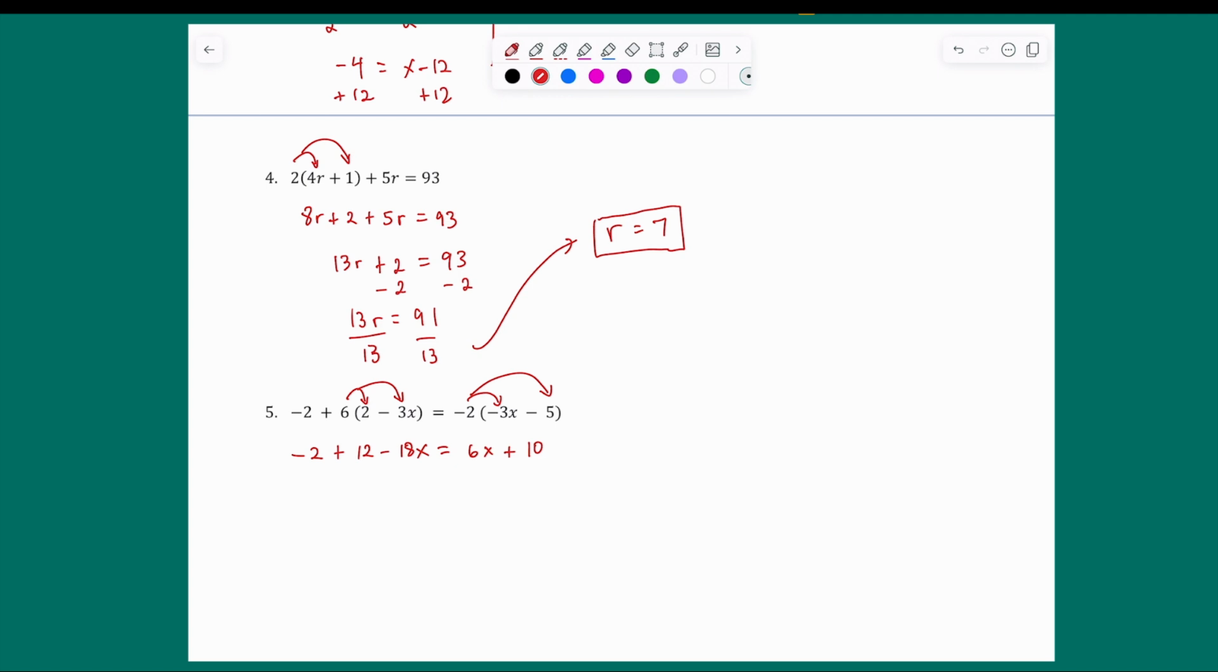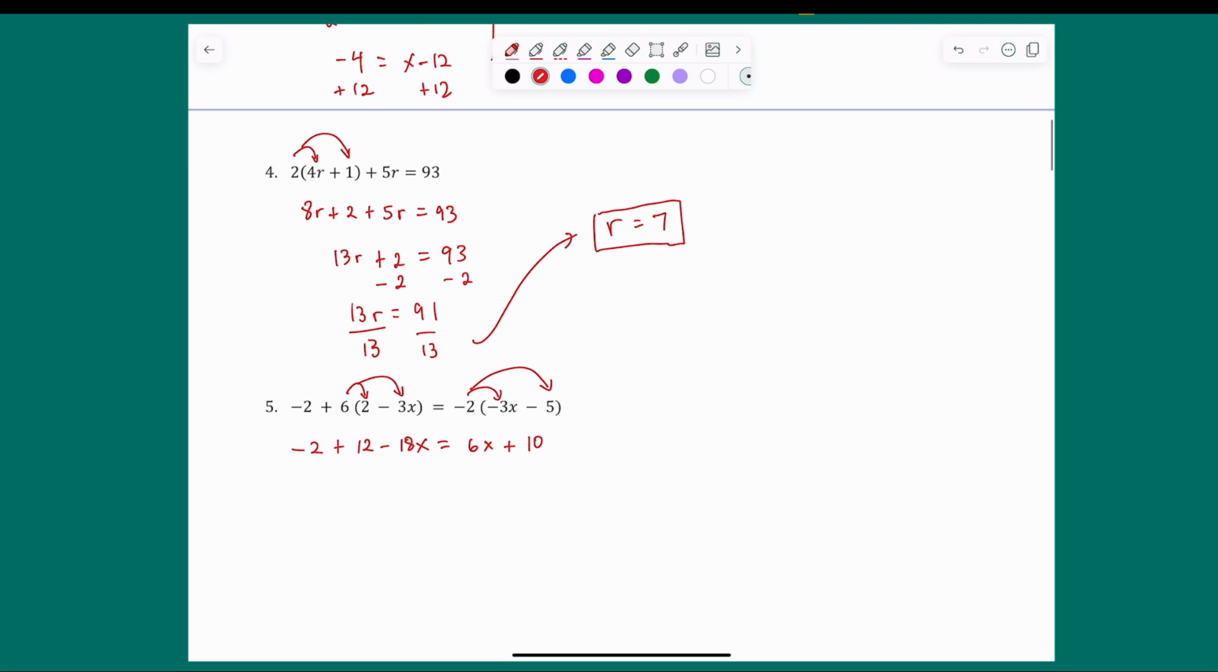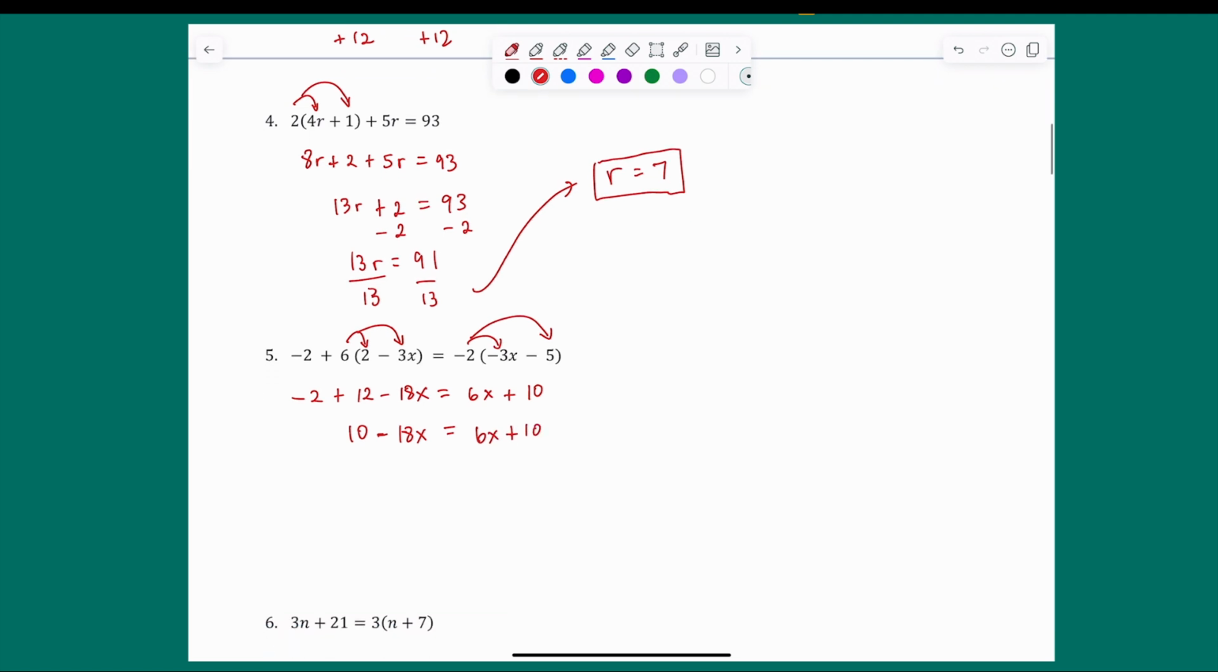On the left-hand side, we have like terms: a negative 2 and 12, so combining that gives us 10. So we have 10 minus 18x on the left. On the right, we have 6x plus 10. Then I'm going to subtract 6x on both sides, which leaves me with 10 minus 24x on the left, and 10 on the right.